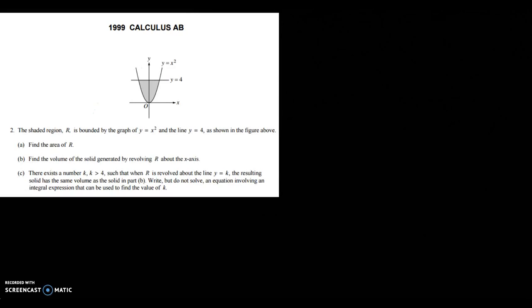In this video, we're going to solve the 1999 Calculus AB FRQ question. It's a solids of revolution question. It says, the shaded region R is bounded by the graph of y equals x squared and the line y equals 4, as shown in the figure above. Find the area of R.